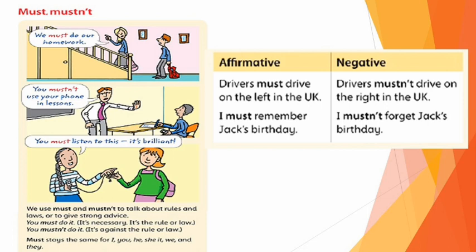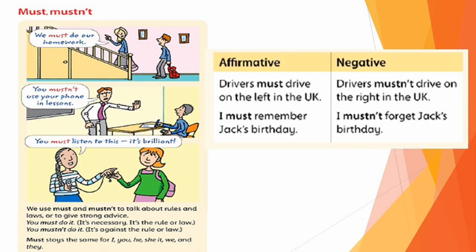For example, you must do it. It's necessary, it's a rule or a law. You mustn't do it. It's against the rule or law. Must stays the same for I, you, he, she, it, we, and they.